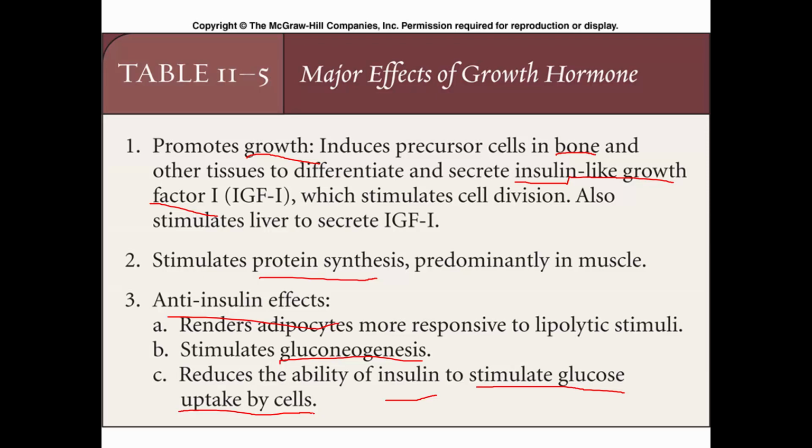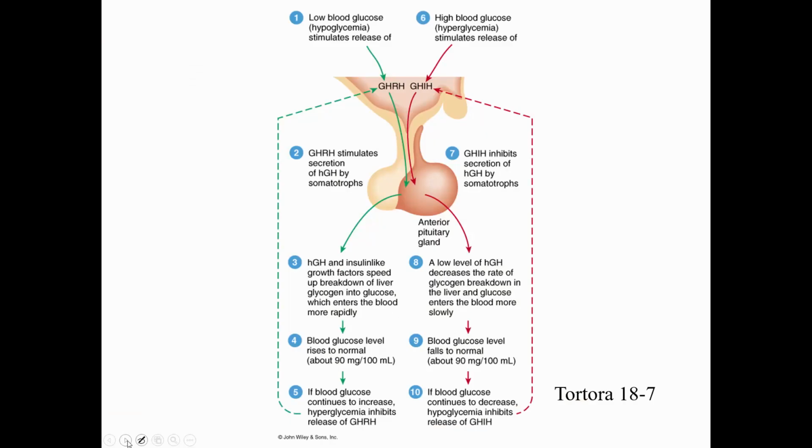So excesses in growth hormone cause what is called a diabetogenic effect. You'll have hyperglycemia and less responsiveness to insulin. This is a picture from a textbook called Tortora, showing us the hypothalamus. The hypothalamus is going to produce a couple of hormones, growth hormone releasing hormone and growth hormone inhibiting hormone. And remember, I showed you a picture from Copstead where growth hormone inhibiting hormone was called somatostatin. It's the same protein.